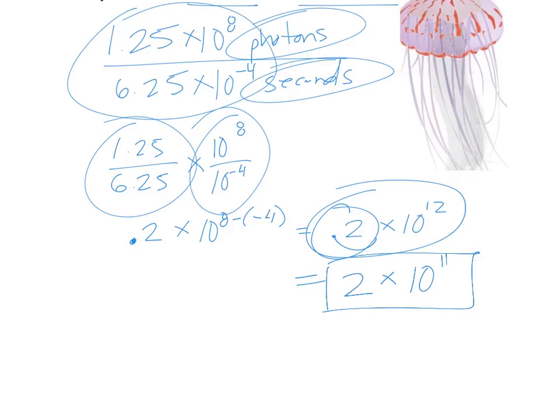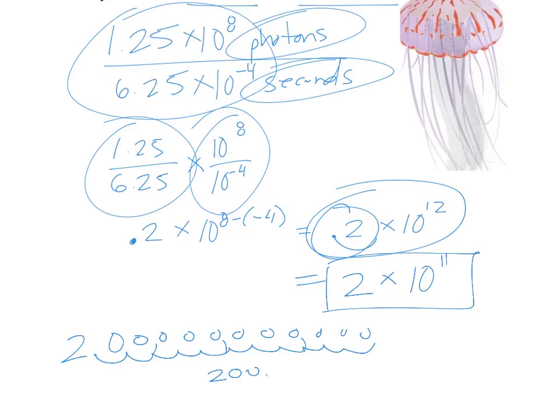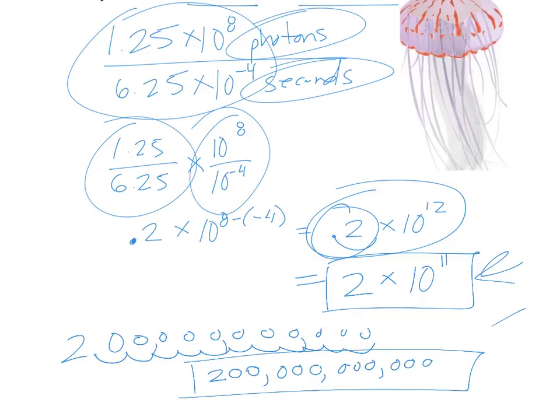And then if I want to write it out in standard form, then I just go 2.0, and I move to the right 11 times. 1, 2, 3, 4, 5, 6, 7, 8, 9, 10, 11. And fill in zeros. Whoa. And then put my commas. All right, that is a big number. That's 200 billion photons. That's a lot of photons. All right, that's all there is to it. This was scientific notation. This is standard form.